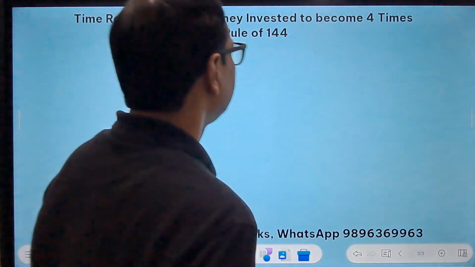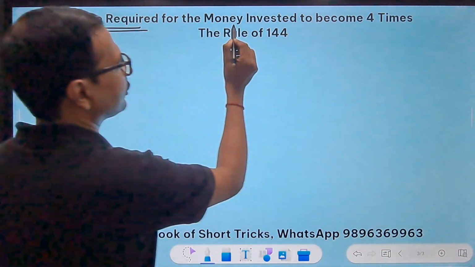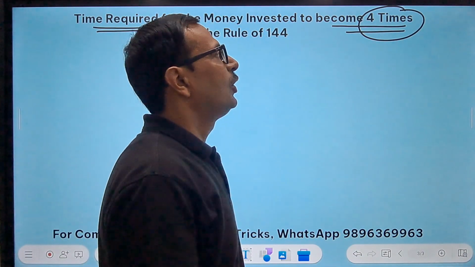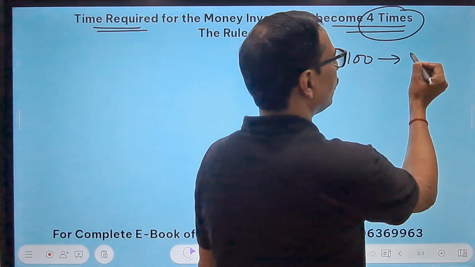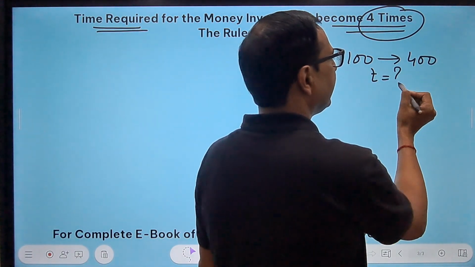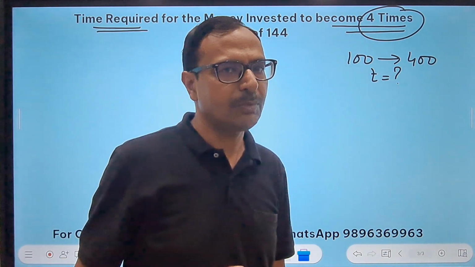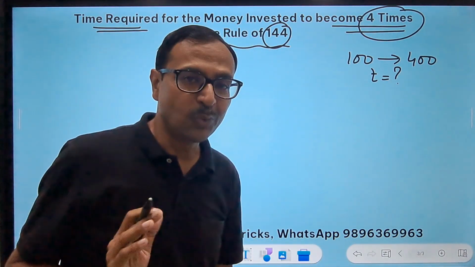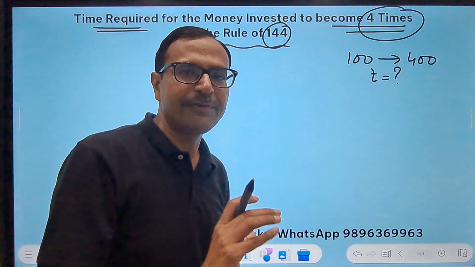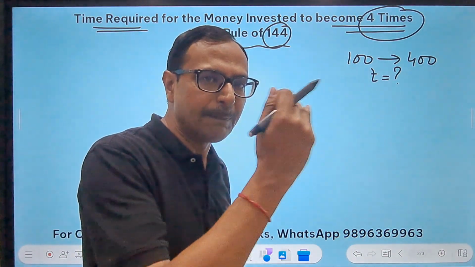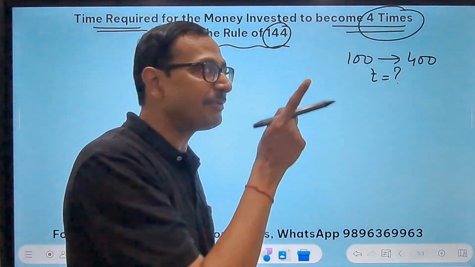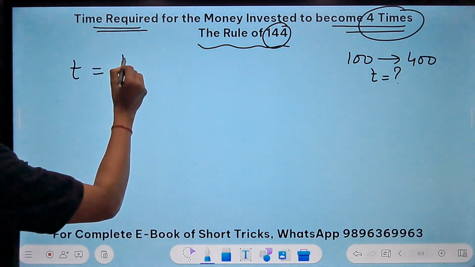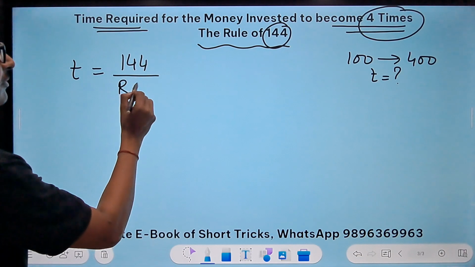Let's have the final rule. This is for finding the time required for the money invested to become 4 times, quadruple, right? So if 100 rupees has to become 400 rupees, then what is the time required at a given rate of interest, obviously at compound interest. So the rule is now changing to 144, the rule of 144. We studied the rule of 72, where the money was doubling; now it is double of double, 4 times. So 72 also doubles and becomes 144. So the time required this time will be 144 divided by the rate of interest.